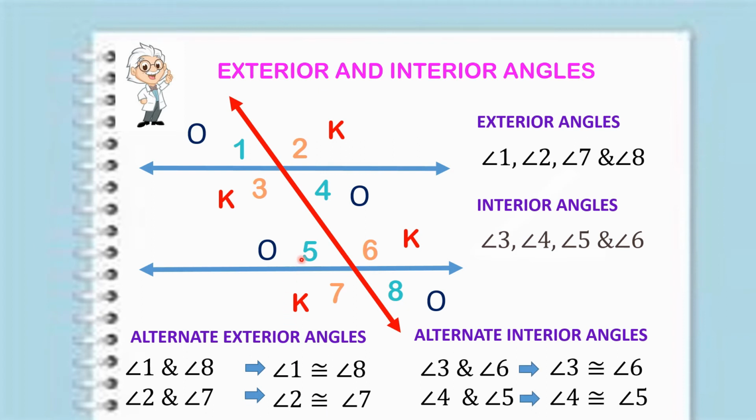If you observe also in the interior angles, you can see here that angle 3 and angle 6 are both K. So, they are also congruent, and 4 and 5 are both O's. So, you could say that when two parallel lines are cut by a transversal, alternate exterior angles and alternate interior angles are congruent.